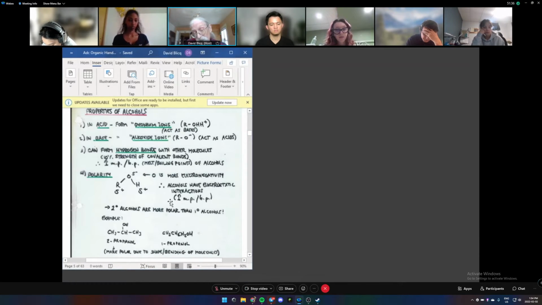That means they change their shape, it will increase melting point and boiling point.